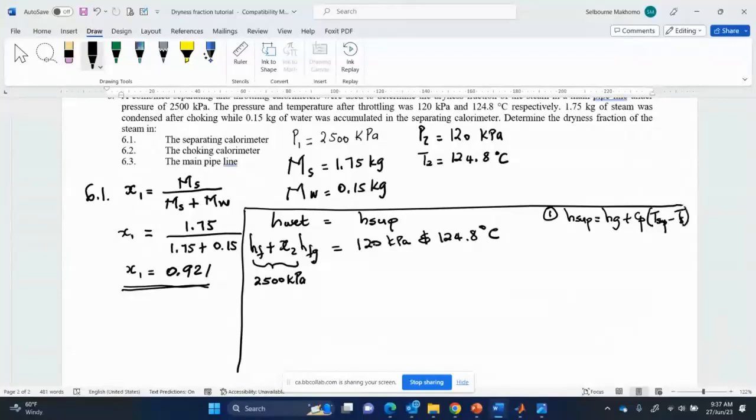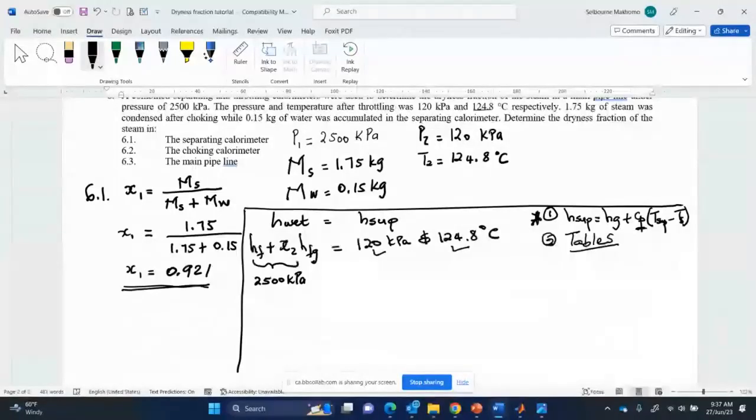But we cannot use this method because there is no Cp. T soup is given as 124, but because there's no Cp, the first method is doomed. You can't use the first method. The second method is by using the tables, where you go to superheated steam tables. Superheated steam tables, you locate 120 and 124 degrees Celsius.